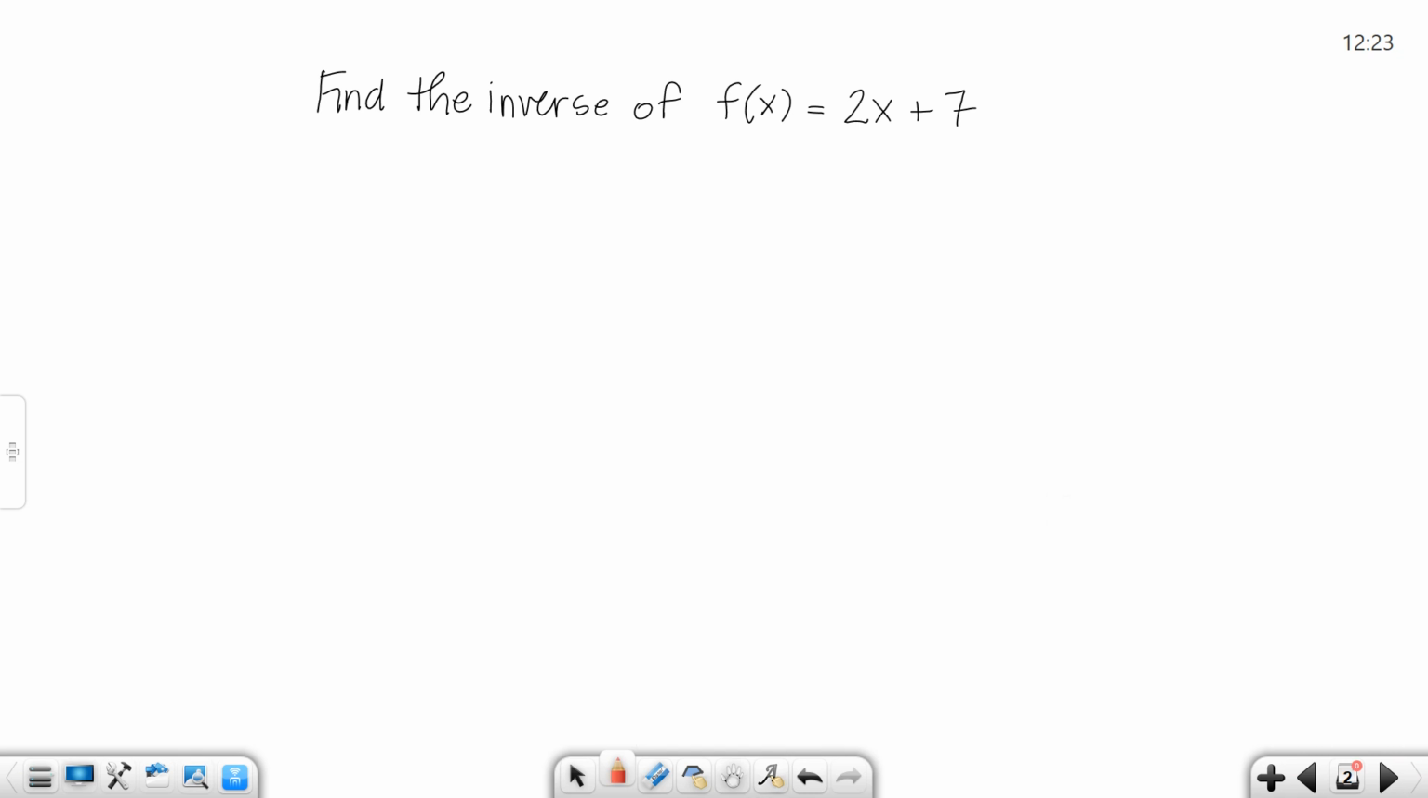So step 1 is to replace f of x with y. Okay, that's step 1. Step 2 is to interchange x and y. So that means everywhere you see an x, write a y, and everywhere you see a y, write an x. Saying that one more time, everywhere you see a y, write an x, and everywhere you see an x, write a y.